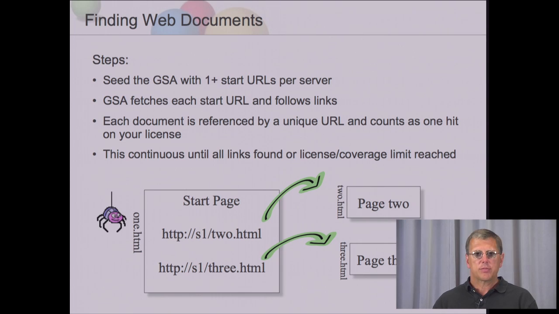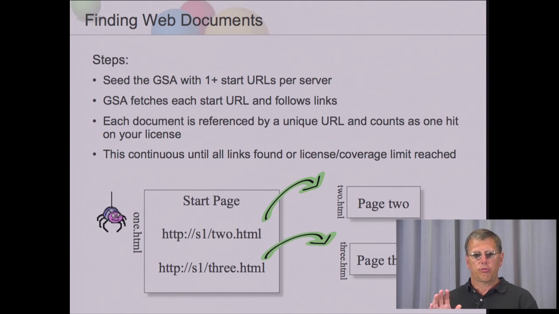Each document will be referenced by its unique URL, and so it will count as one hit against your license. If you have a 1,000,000 document license count, you will have up to 1,000,000 documents that you can crawl and index in the Search Appliance. This continues until all documents are found in a web server, at which point the Search Appliance says, I found all the links, I'm stopping. Maybe you have a 1,000,000 document license and you only found 200,000 links on a web server, then the Search Appliance stops crawling.